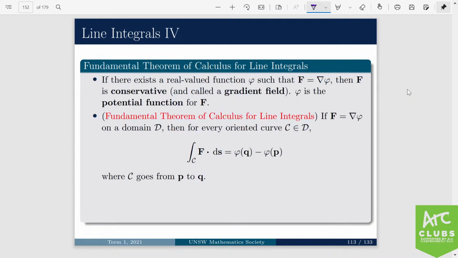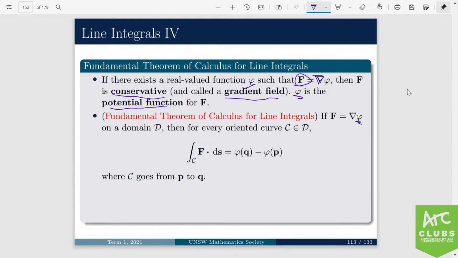This brings us to the fundamental theorem of calculus for line integrals, which is like the fundamental theorem of calculus, but for line integrals. That's why it's called that. It says that if we have a function phi, which is like the antiderivative of f, so that if we take the gradient of phi, we get f, then we say f is conservative. You can also call it a gradient field because it's a vector field and it's a gradient. And this phi is called the potential function.